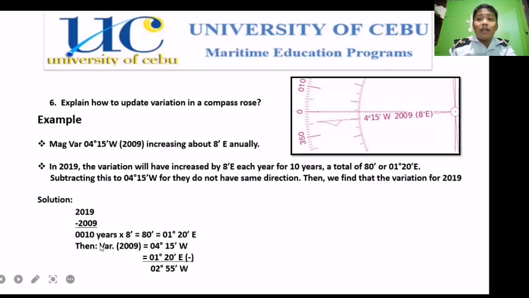Then to get the variation, we need the variation of 2009, which is 04 degrees 15 minutes west, and subtract 01 degrees 20 minutes east, and we're going to get 02 degrees 55 minutes west. So our updated variation is 02 degrees 55 minutes west.